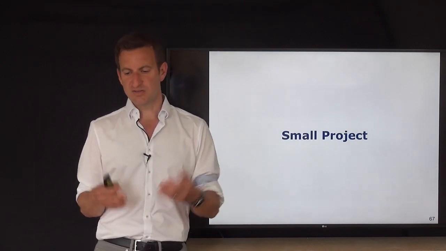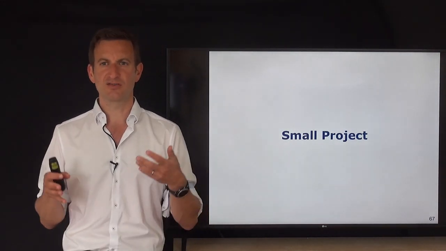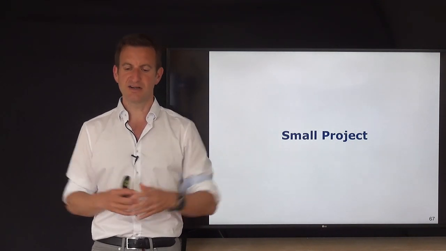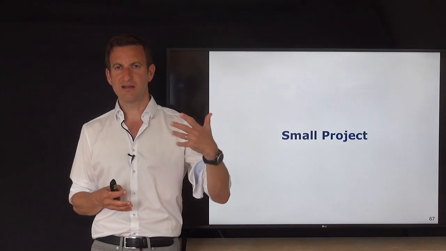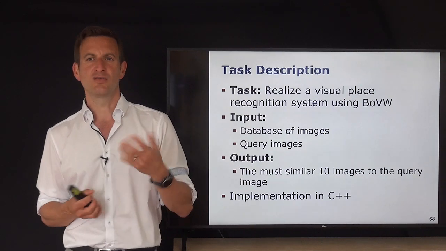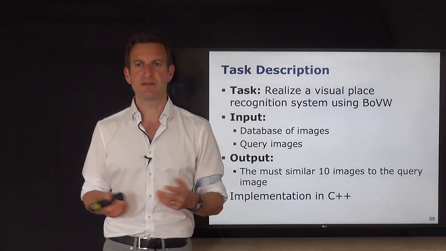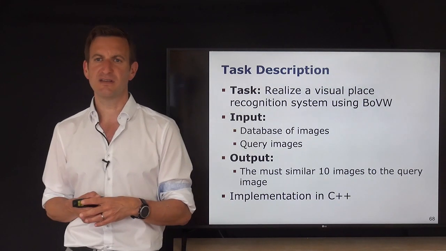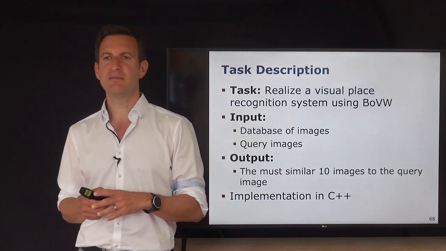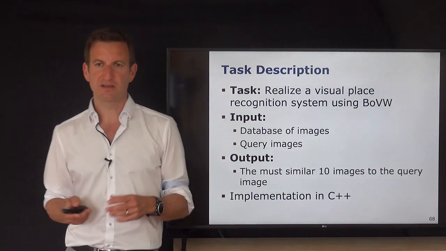What you now can do is sit down and implement that as a small project on your own. That's a very good task which helps you to get an idea of how to use the technique that you have learned, or to realize a small place recognition system, for example. So the task is to realize your own place recognition system using this bag-of-visual-words approach. Your input is a database of images, and you have some query images for testing, and your output is, let's say, returning the 10 most similar images given that query image.